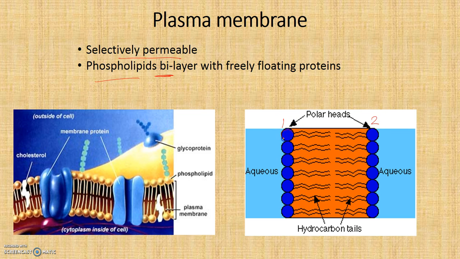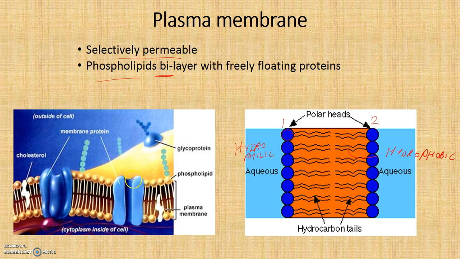Phospholipid: it has a phosphate head and it has these hydrocarbon tails. The heads, this is the hydrophilic part, and the inner part is the hydrophobic part. So here is the water loving, the outer part, the inner part is the water hating. And these form two membranes.